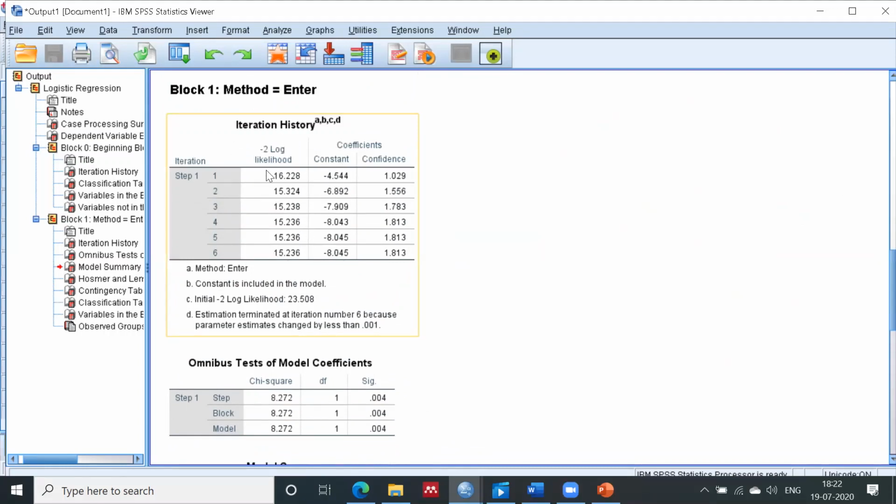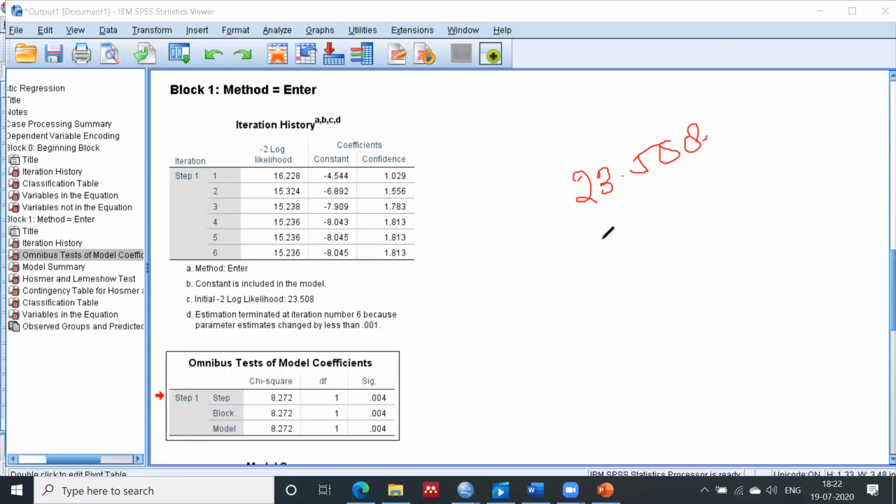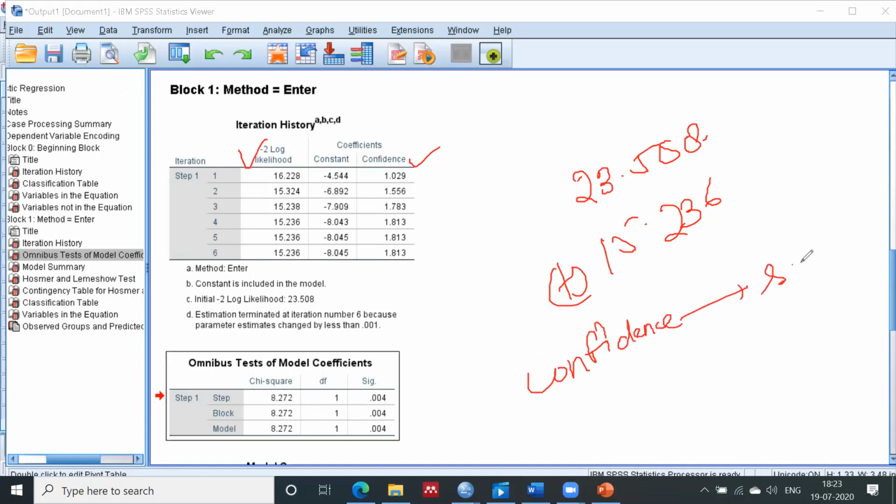In the iteration history, you see the -2 log likelihood has been improved. Earlier it was 23.508, and now it is 53.236. It has been improved. Because I have taken confidence here, you cannot interpret the result with only this particular analysis. You need more support to interpret the result. But yes, with only this analysis I can interpret that confidence affects the success. That's it.